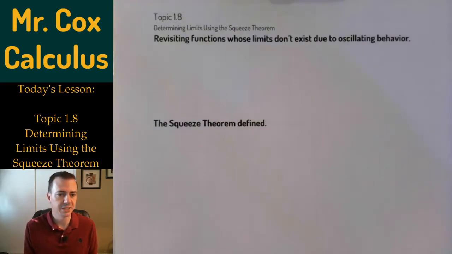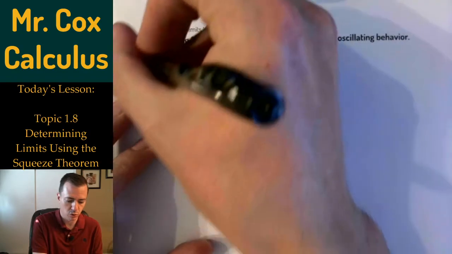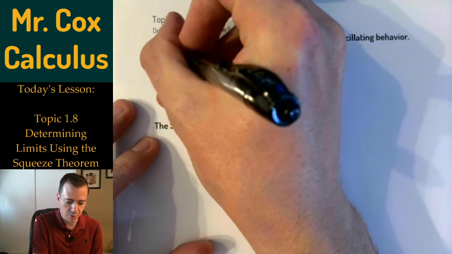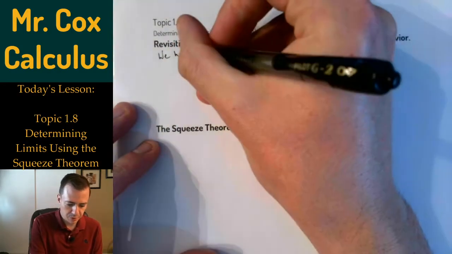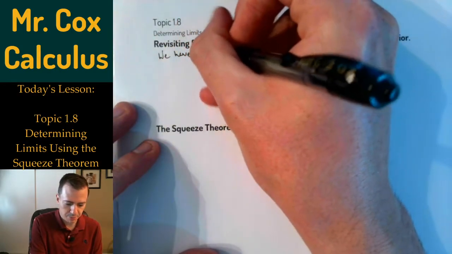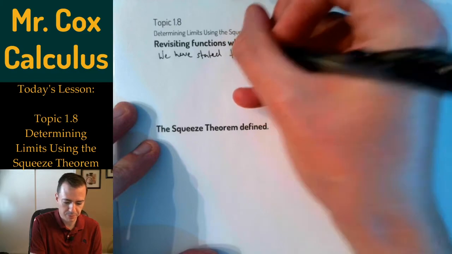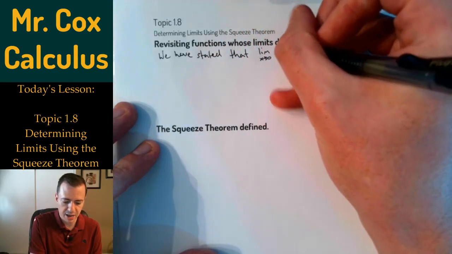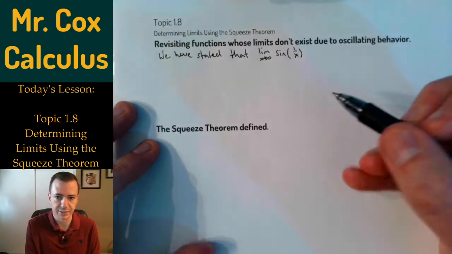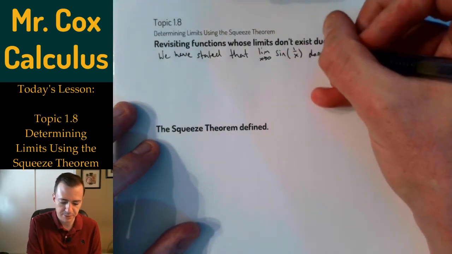Let's begin our discussion on how to determine limits using something called the squeeze theorem by revisiting a function that we looked at in topic 1.2. In that topic, as we were talking about limits that may or may not exist and why, we stated that the limit as x approaches 0 of the sine of 1 over x does not exist.